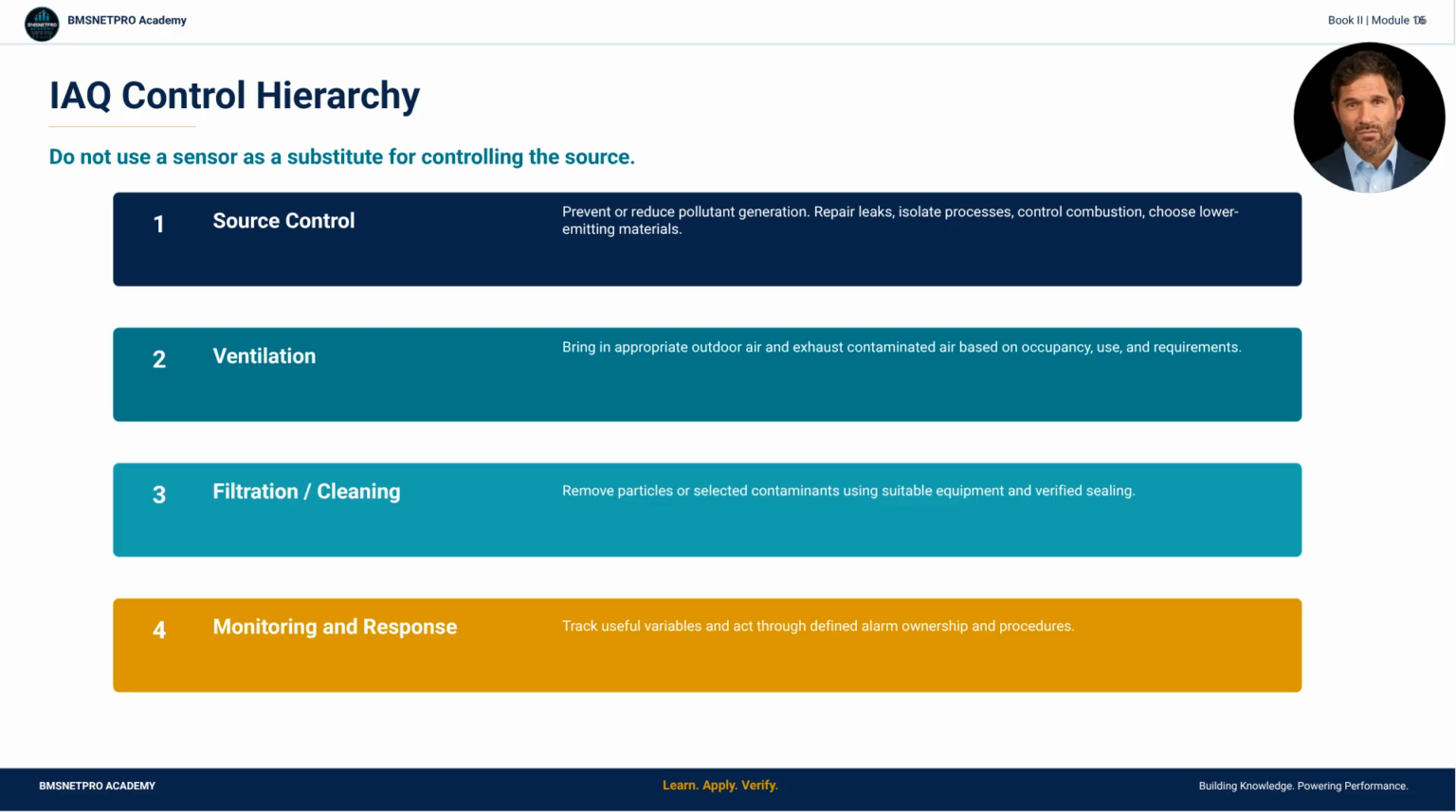The IAQ hierarchy helps us avoid weak solutions. If the problem is a source, control is usually stronger than simply increasing ventilation. If ventilation is required, damper command alone is not proof of outdoor airflow. Filtration must match the contaminant and system capability. Monitoring is important, but it is the fourth layer, not the first solution. A sensor should help trigger the right response, not replace the response.